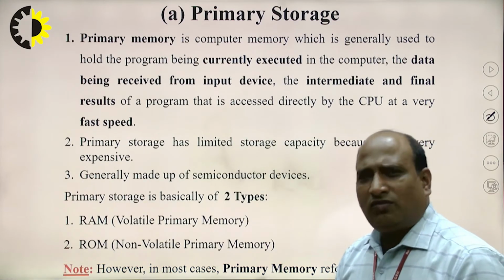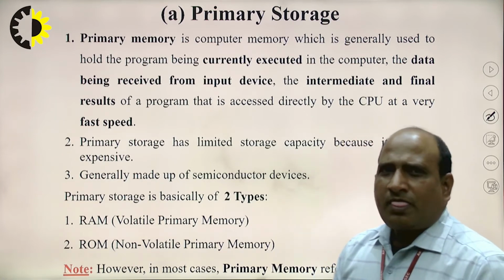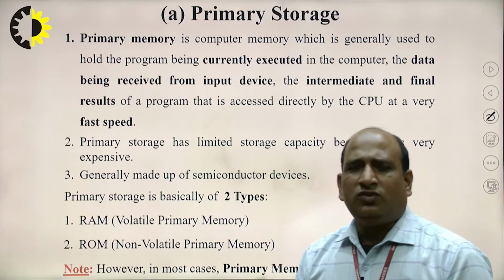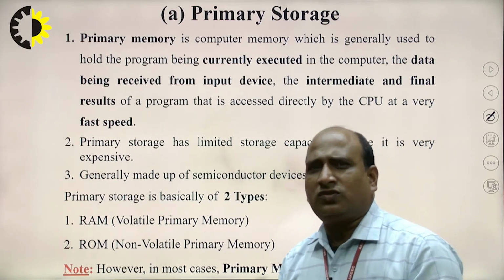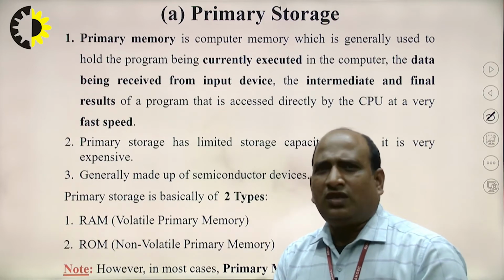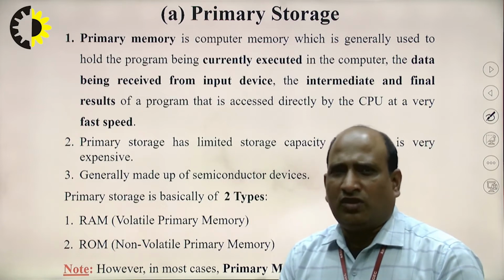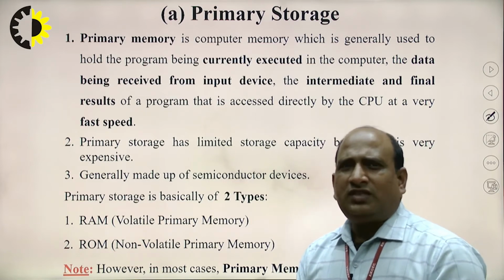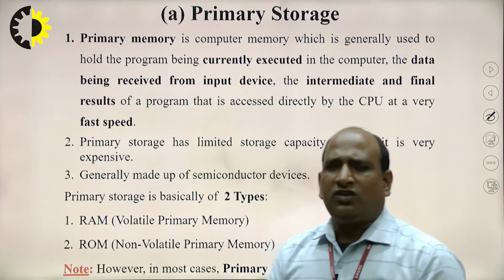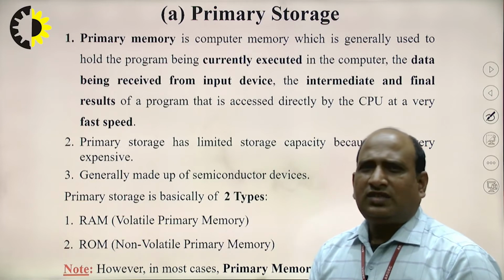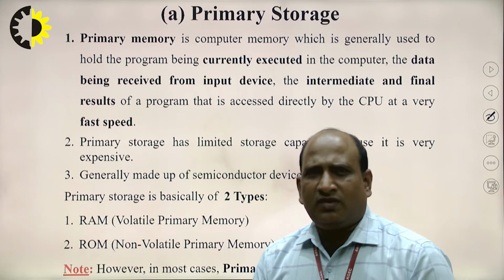Then what the primary memory is, what the primary storage is. Primary memory is computer memory which is generally used to hold the program during current execution. During execution, the primary memory is responsible to receive the data temporarily: the data being received from the input device, the intermediate and final result of the program, that is accessed directly by the CPU at very fast speed.